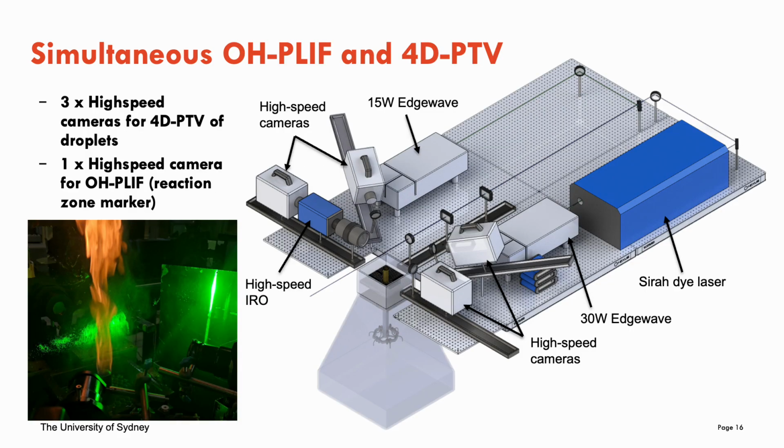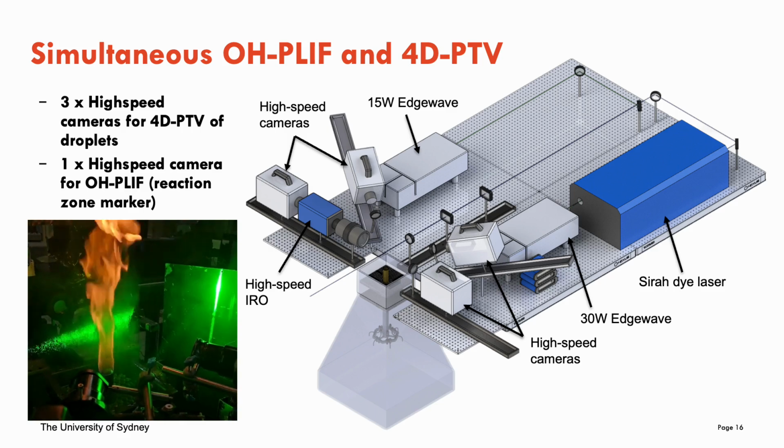As an extension of the previous work which I've shown you, we will further extend our experiments to look at simultaneous OH-PLIF for the reaction zone and 4D PTV. So we'll look at obtaining Lagrangian particle tracking of every single droplet we can see in the flame. And this is done with essentially this experimental setup here.